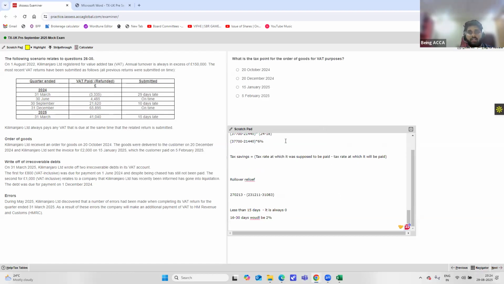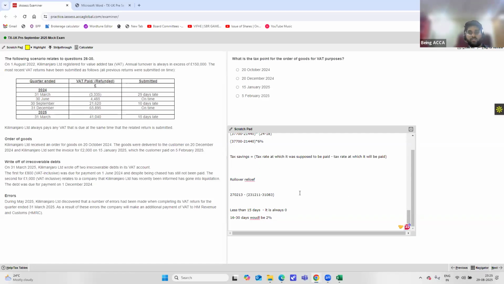All right. Now let's move on to the next one. Yeah, we have come here. What is the tax point for the order of goods for VAT purposes? Tax point. So there are two types of tax points. What are they? What are the two types of tax points, guys? All right, that is right. But what are the two different types of tax points? I want to ask you guys this question. One is basic tax point and the other is ATP, actual tax point.